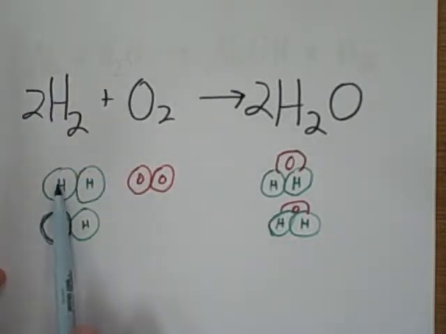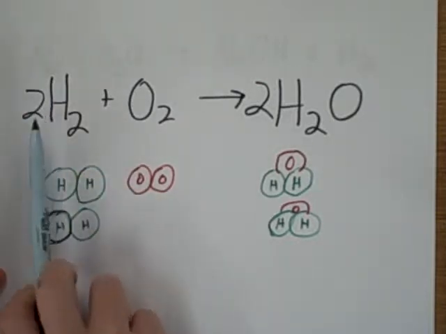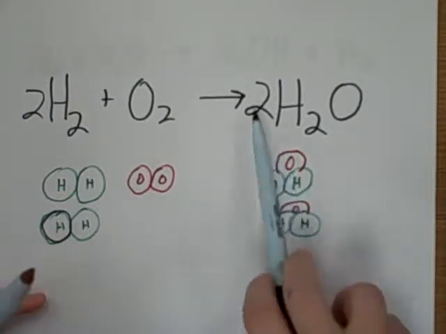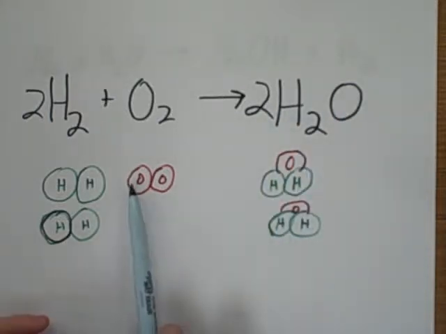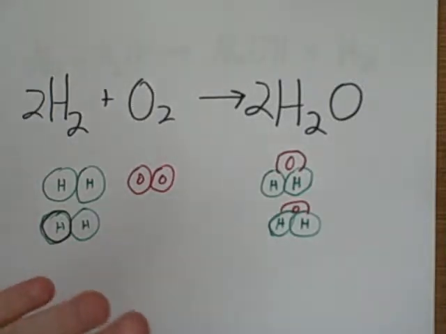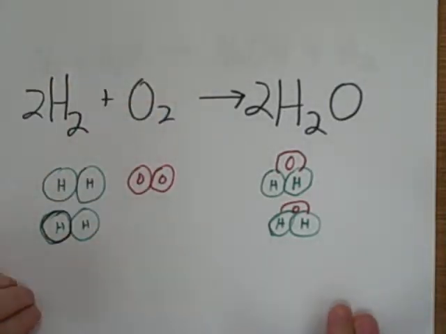So now we have 1, 2, 3, 4 hydrogens on the reactant side, 1, 2, 3, 4 hydrogens on the product side, 2 oxygens on the reactant side, and 2 oxygens on the product side. Now we have a balanced equation. This is how water forms.